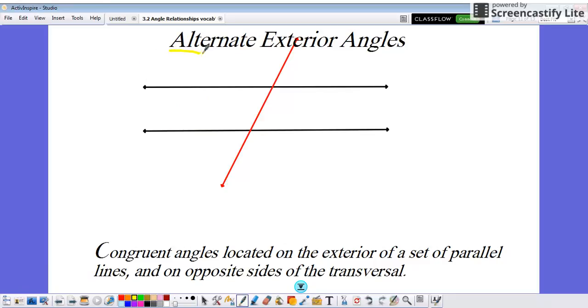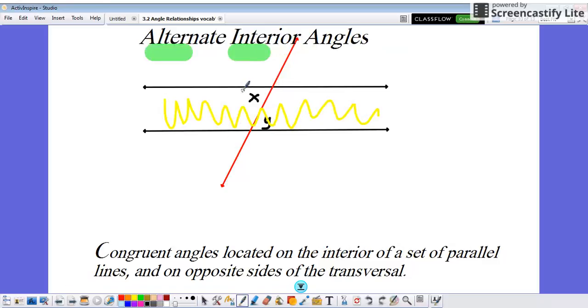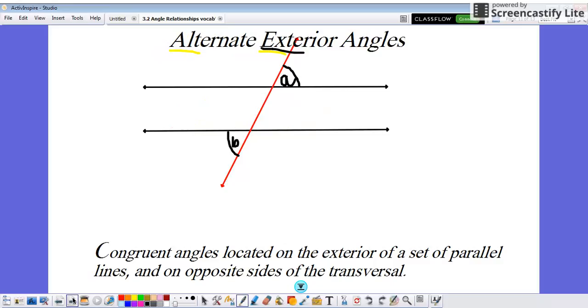If you buy interior paint, you're buying inside paint. Coming here, you can see alternate exterior. So I bet you figured it out. I'm on the outside. Here's the inside of my parallel lines. I'm now on the outside of my parallel lines, but on the opposite sides, or alternate sides, of the transversal. So both of these angles are on the outside, so they are exterior. And I always ask my kids, are both of your angles on the inside? This angle here and this angle here, both on the inside, so they're the interior angles. Both on the outside, exterior.